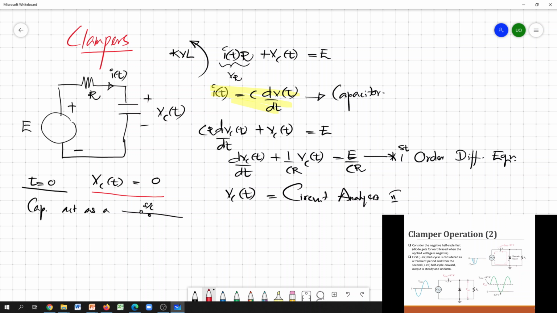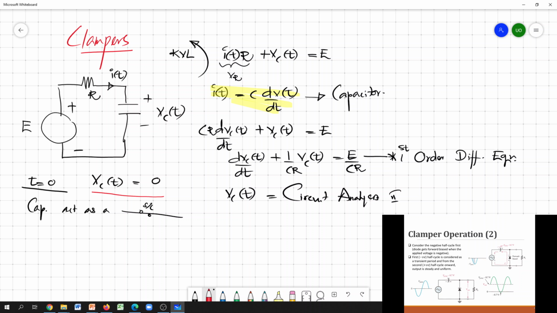So at t equals 0, the voltage across the capacitor is 0. Based on that, we can claim that at t equals 0, the capacitor can be replaced with a short circuit element, because the voltage drop across the two terminals is 0.